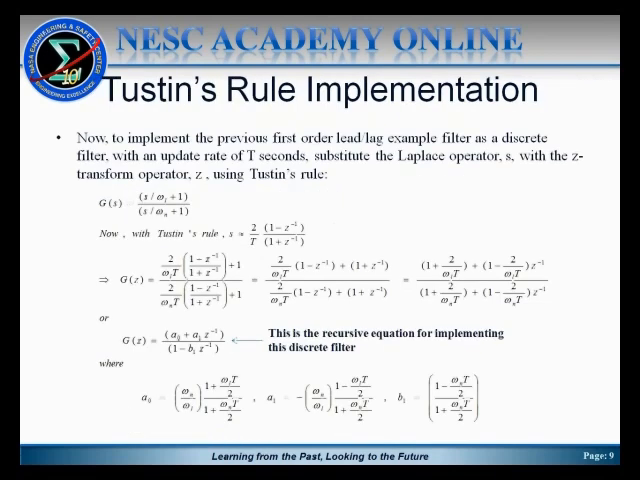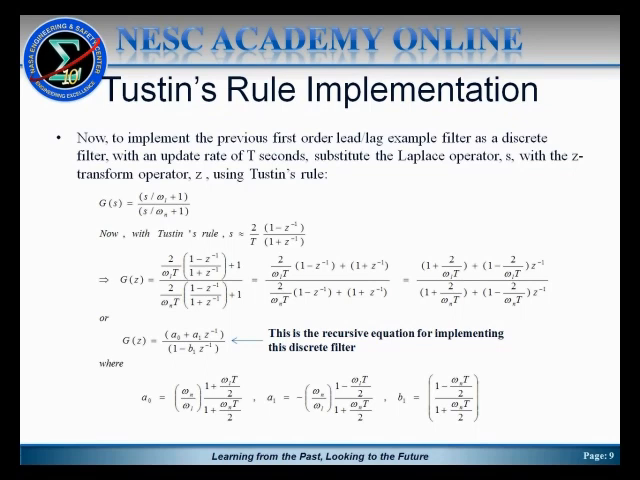Now to implement the previous first order lead lag example as a discrete filter, how would we do that? Again, we will write the Laplace domain transfer function as shown earlier, that g of s is s over omega L plus 1 in the numerator and s over omega n plus 1 in the denominator, where omega L is the lead frequency and omega n is the lag frequency. Now again, with Tustin's rule, or the bilinear transformation, we can write that s is approximately equal to 2 over the sample time times 1 minus z inverse over 1 plus z inverse.